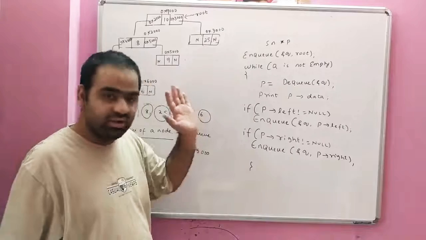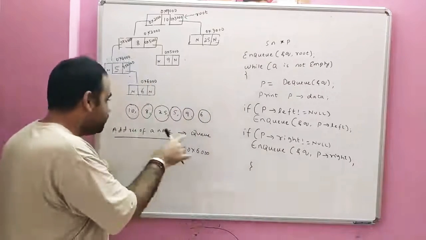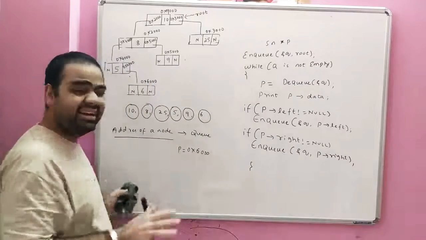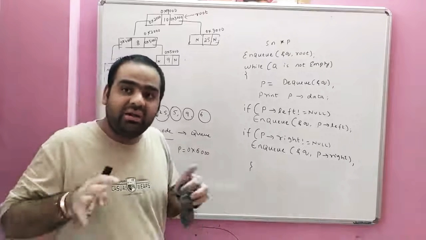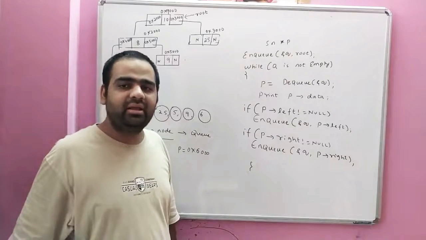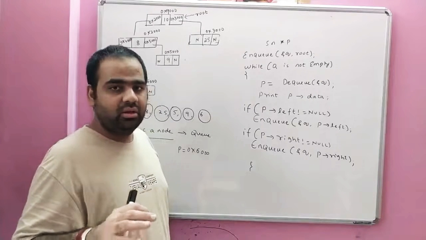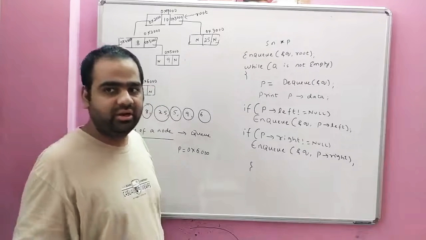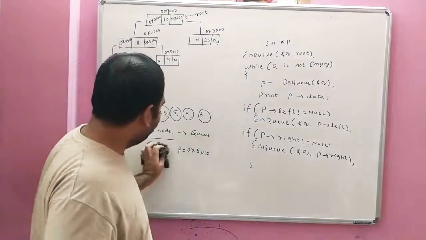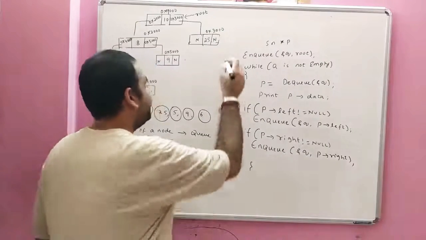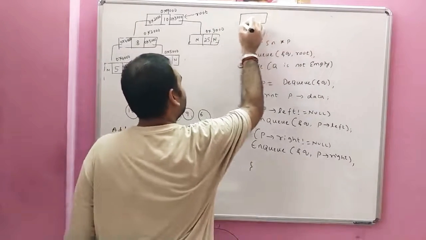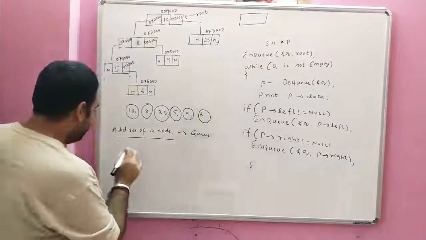And this is the algorithm. And again, what are we storing in the queue? We are storing the address of a node in a queue. And this queue we are implementing using what? We are implementing using a linked list, that is a linked queue. Therefore, I need a node. I need a node for the queue.